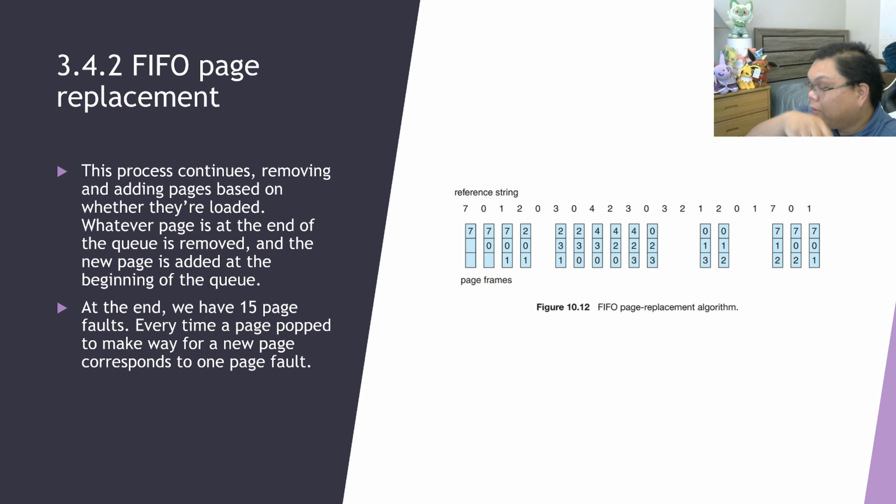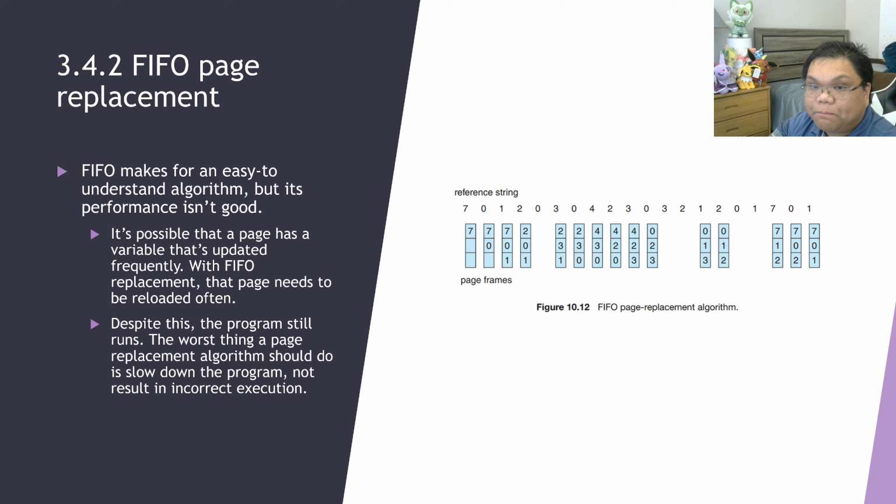Compared to OPT, this is worse. But as I said, we can't implement OPT in practice. But can we do better? The answer is yes. But before we get to that, FIFO makes for an easy to understand algorithm, but the performance may not be good. It may be the case that when you do FIFO page replacement, you end up popping a page that you're going to be needing again.